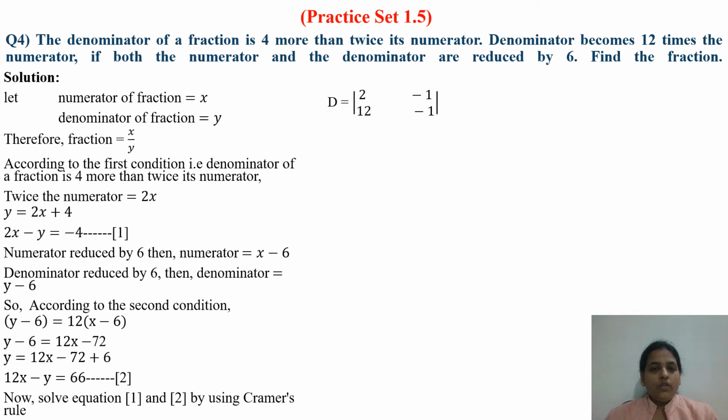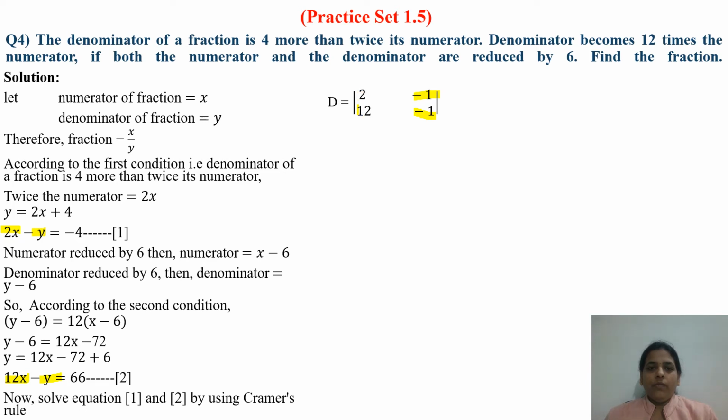In the first column we write the coefficients of x, which are 2 and 12. Next, the coefficient of y is minus 1 in both equations, since nothing is written in front of y. So this is your second column. How to solve this determinant?